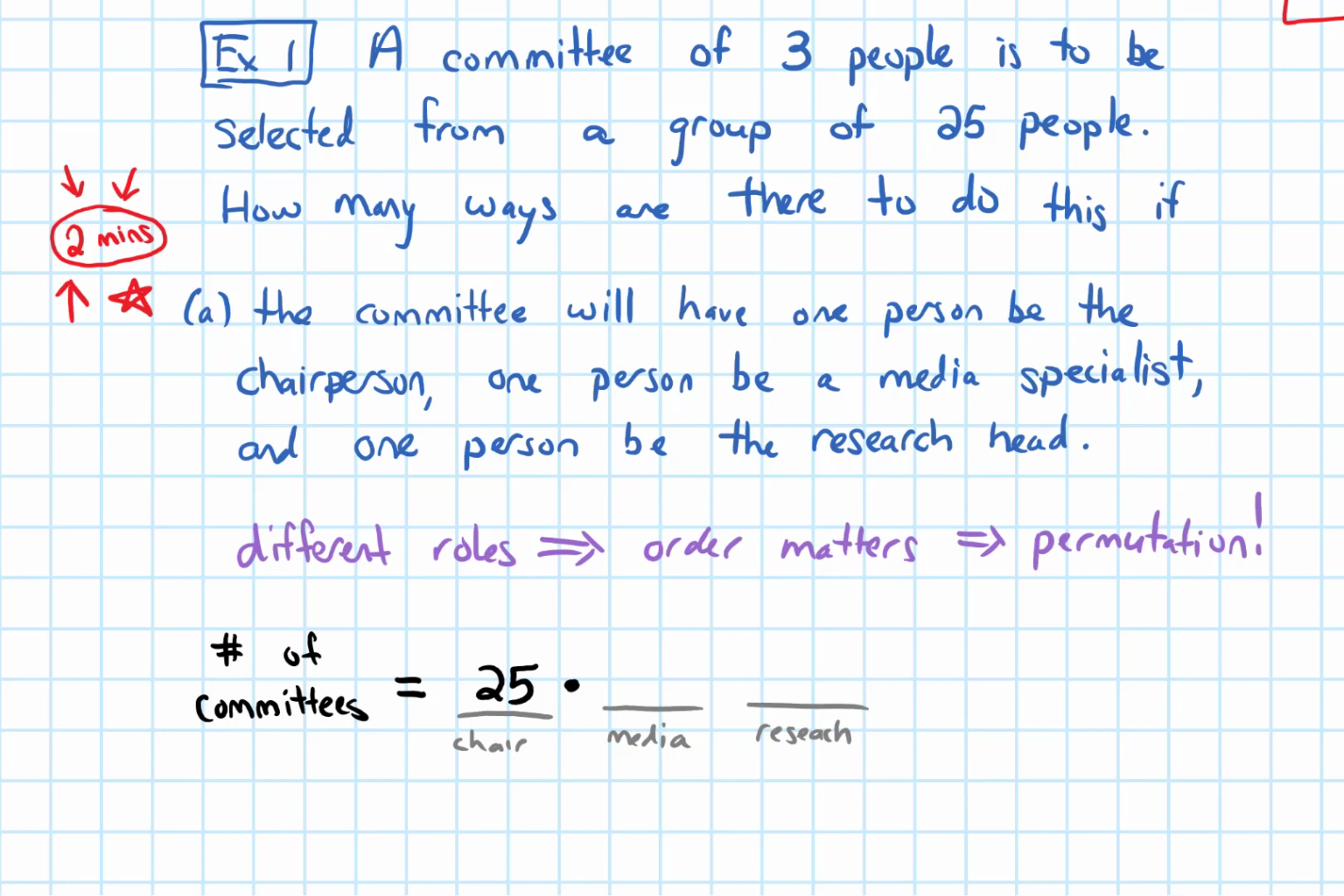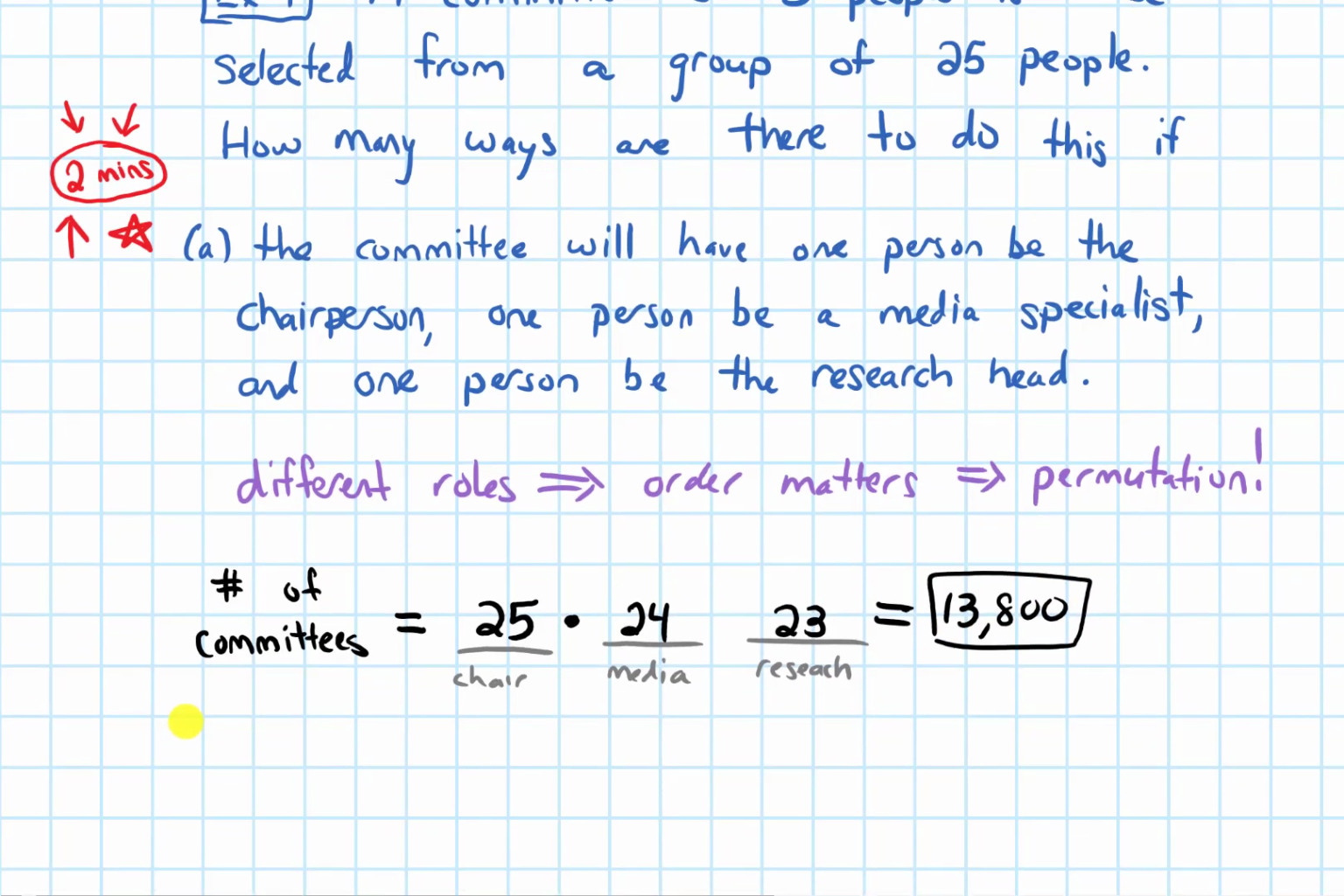All right, so there were 25 people in this group initially, so there's 25 choices for who can be the chair. And then once we pick the chair, now there's 24 people left to choose from to fill this media role. And then once we've picked both of those people, the chair and the media person, there's 23 people left to occupy that research role. And if we multiply these numbers, we get that this equals 13,800. All right, so that is our answer actually.